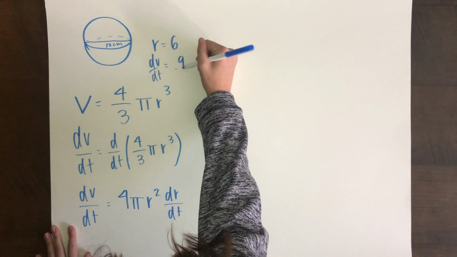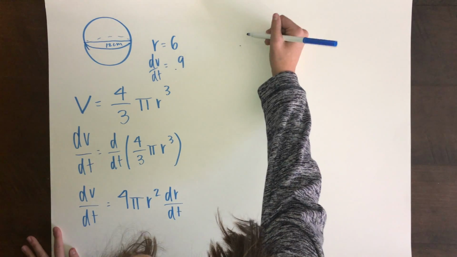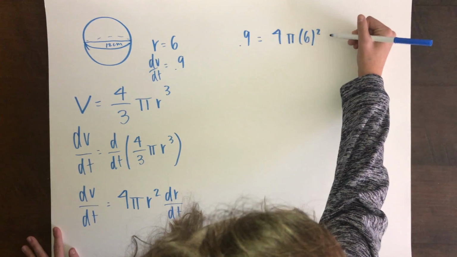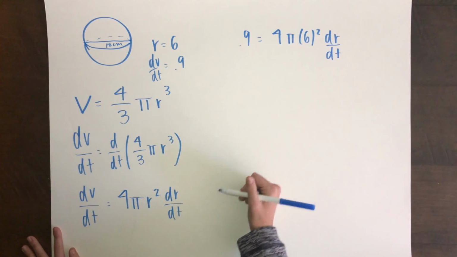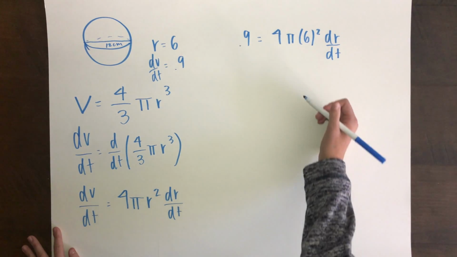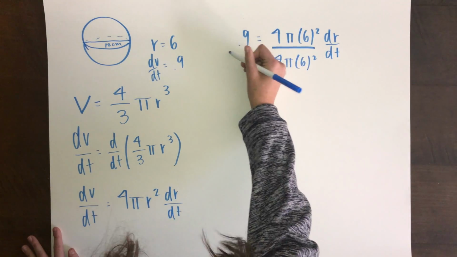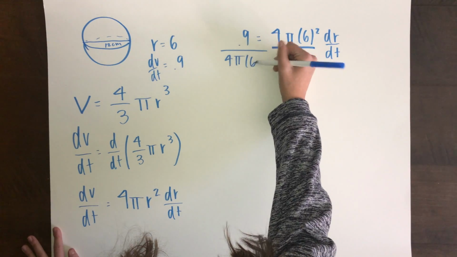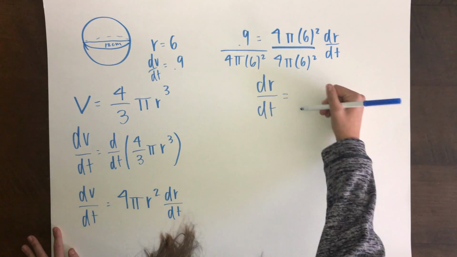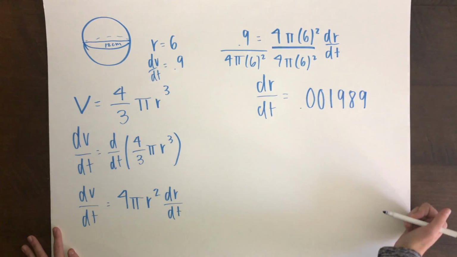Now we write our variables. r equals 6, dV/dt equals 0.9. So in this case, we'll be solving for dr/dt. After plugging in the variables into the derivative equation, we get 0.9 equals 4 pi 6 squared dr/dt. Next, we divide by 4 pi 6 squared on both sides. This gives us dr/dt, which is 0.001989 centimeters per minute.